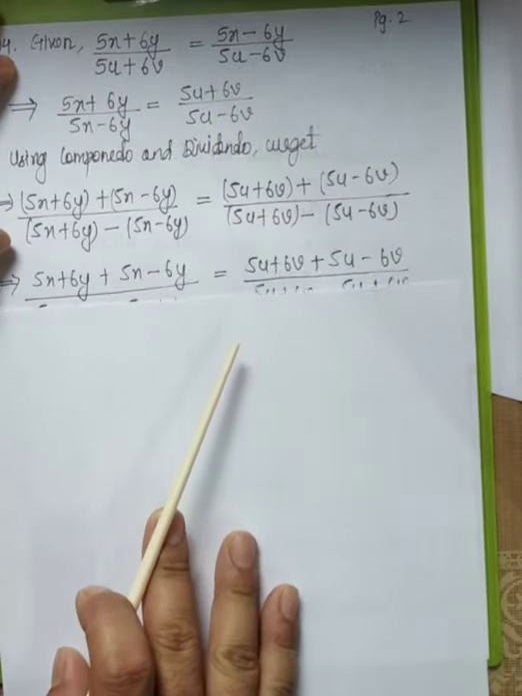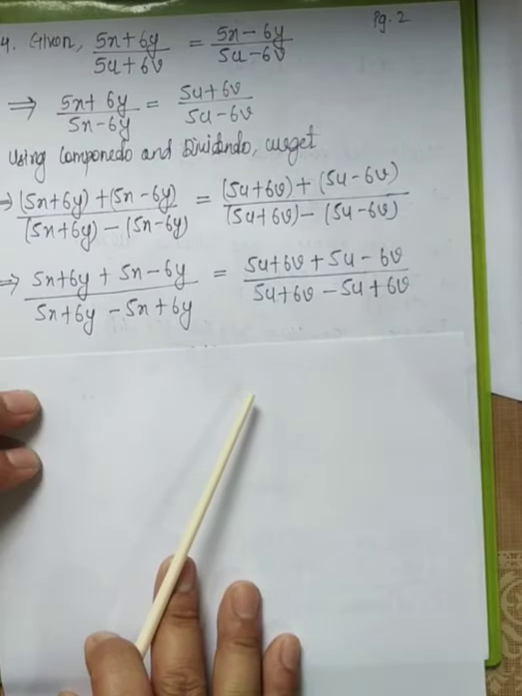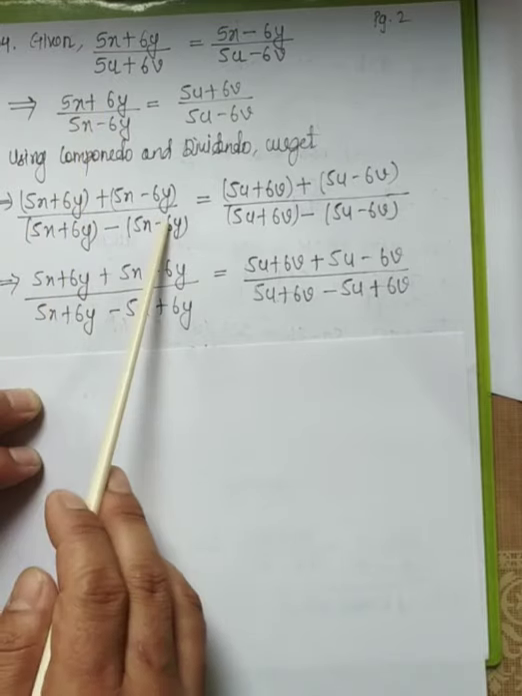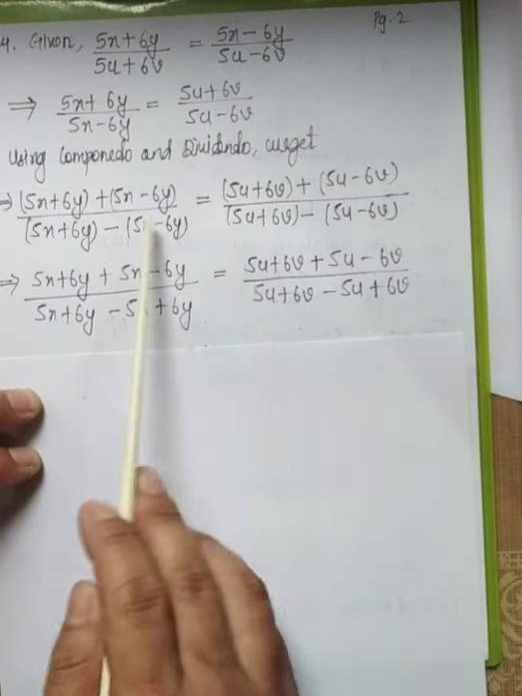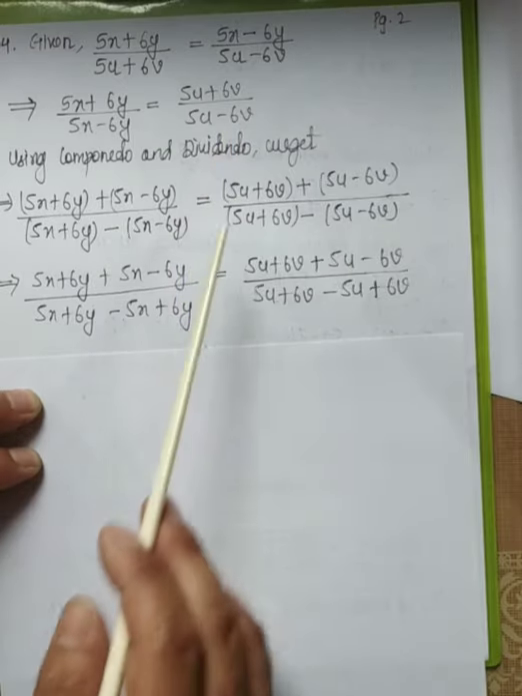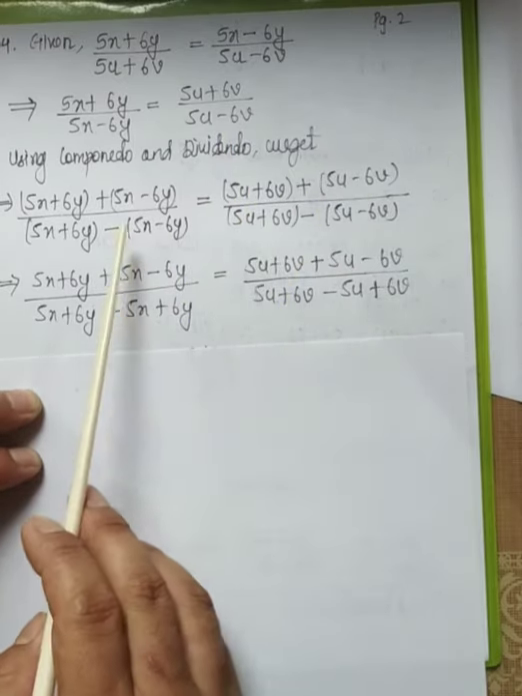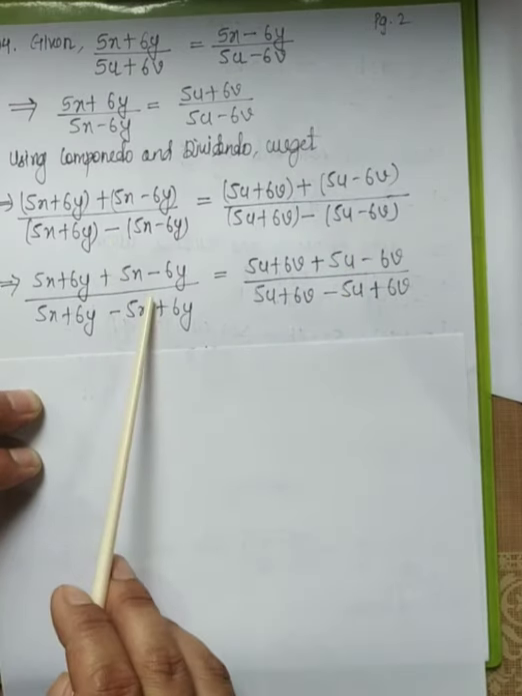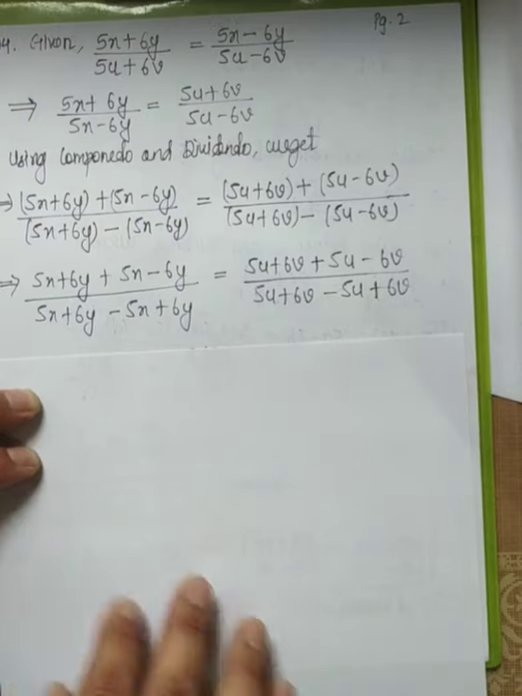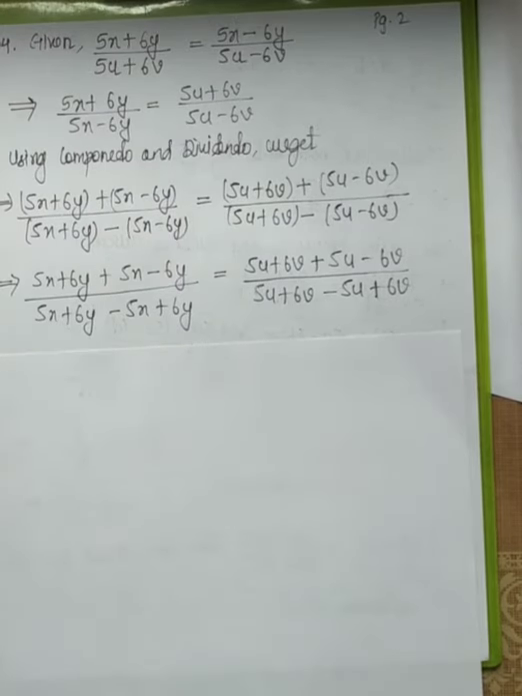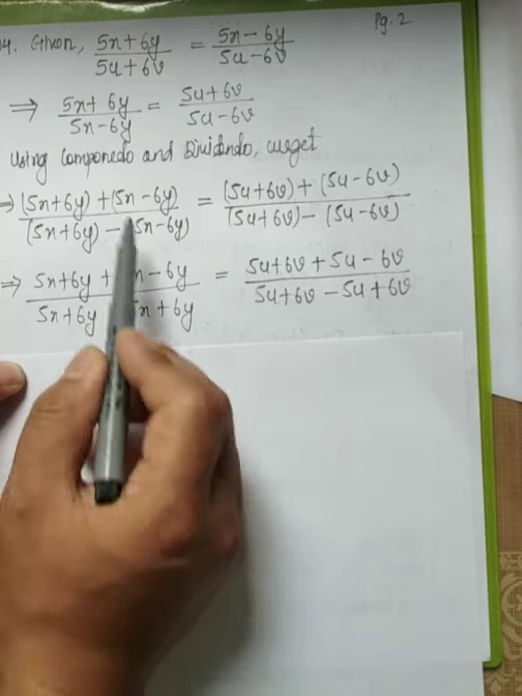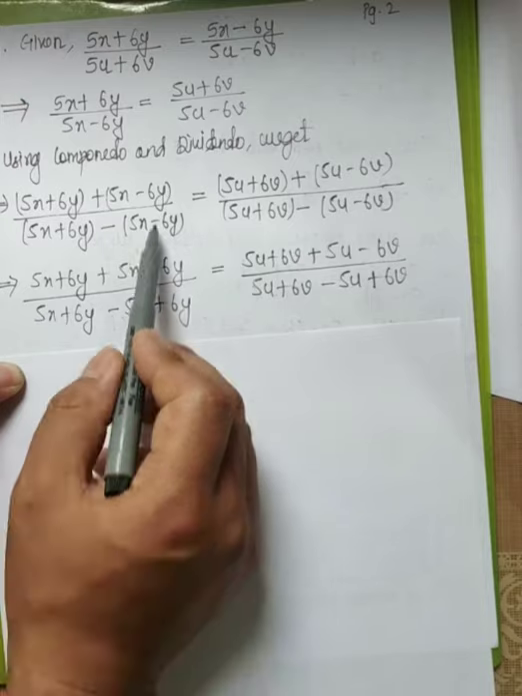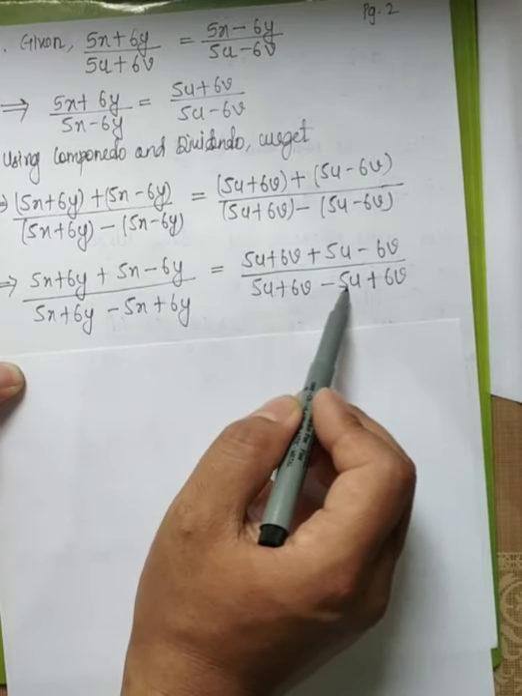Let's see. So this is componendo and dividendo. Using componendo and dividendo, you can see out here this plus this divided by this minus this. Similarly, this plus this divided by this minus this. Make sure you use the brackets, because there is a minus sign, and when you now open the brackets, the sign changes. That is this step. So what happens out here now is 5x plus 6y, 5x minus 6y, because plus sign no change, 5x plus 6y minus 5x plus 6y, isn't it? And here also there will be a sign change.